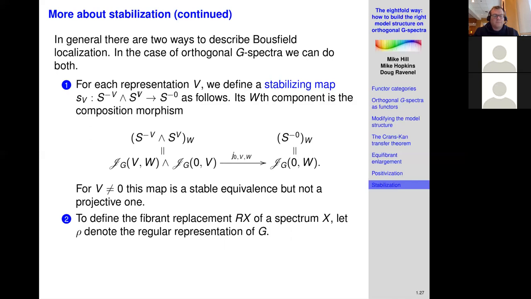So here it is. Let rho stand for the regular representation of G. Then if I've got a spectrum X, I'm going to define a new spectrum RX as indicated here. I have to tell you what its V component is for each V, and it's the homotopy colimit that you see on the right. So that concludes my talk.